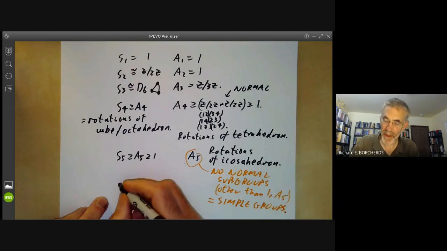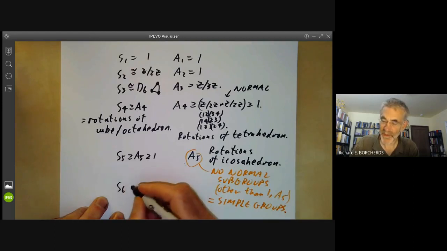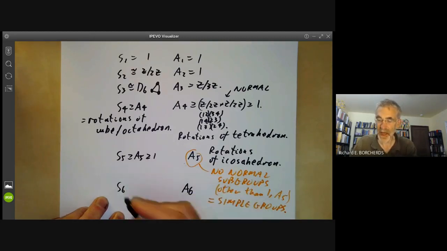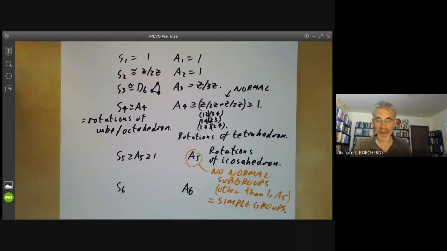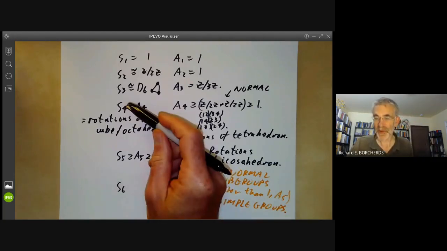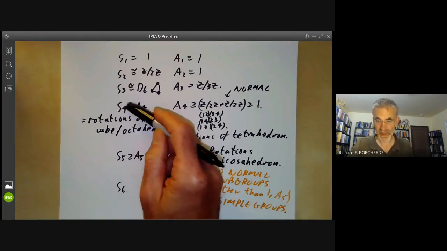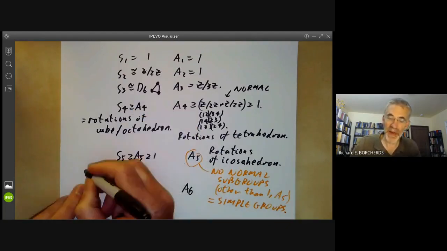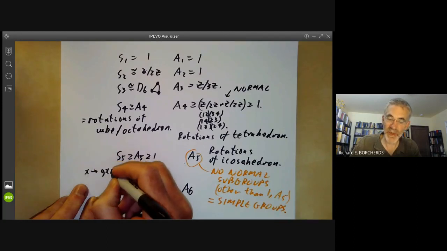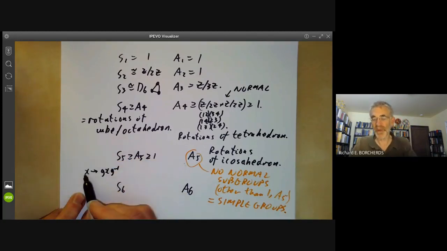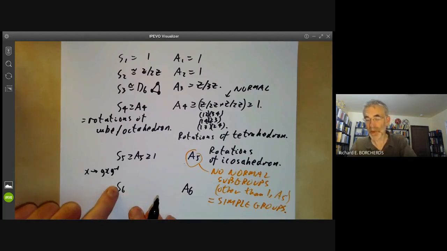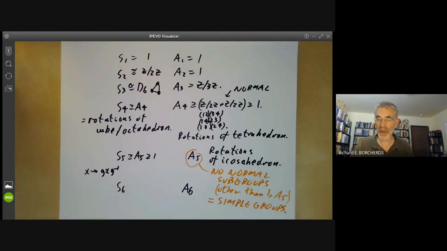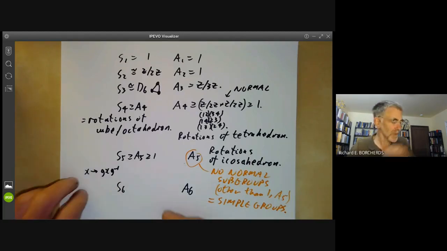Symmetric groups. Beyond this, we get S6 and A6. S6 is unusual because it has some extra automorphisms which aren't at all obvious. Any group has automorphisms called inner automorphisms, given by conjugation by an element. If you map x to gxg to the minus 1, this is an automorphism of the group. And S6 is rather unusual in that it has some extra automorphisms not of this form, as we will see a bit later, maybe.